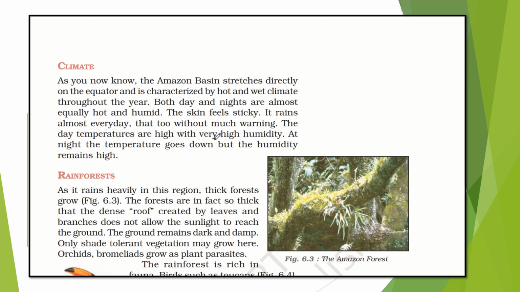Now let's understand the climate of the Amazon basin. As you know now, the Amazon basin stretches directly on the equator and is characterized by a hot and wet climate throughout the year. Both the days and nights are almost equally hot and humid. The skin feels sticky here. It rains almost every day, that too without much warning. The day temperatures and humidity are very high. At night the temperature goes down but the humidity remains high.